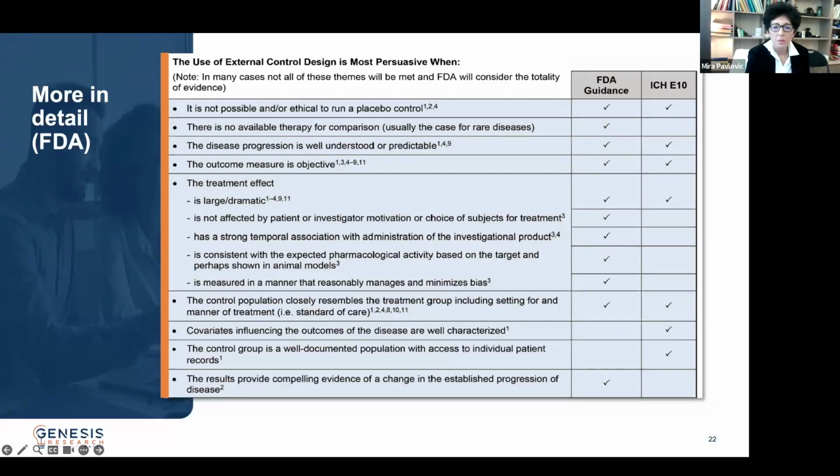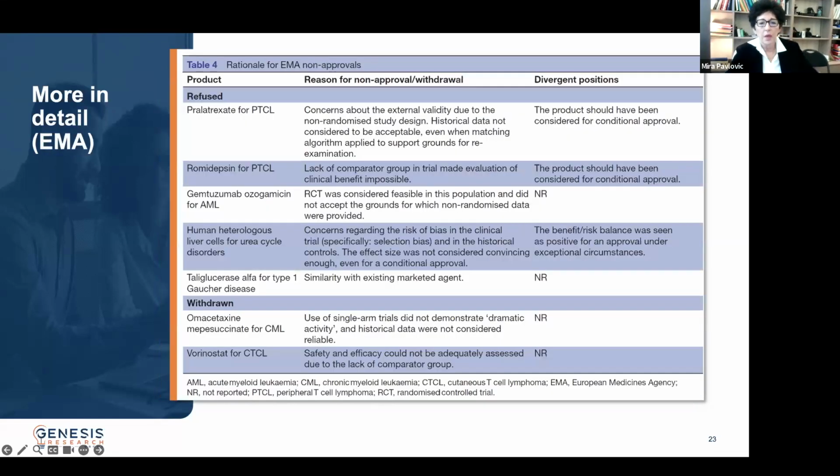So if you look at the refusals from the EMA, you will find the same reasoning. Randomized control trial was possible, so this is not acceptable. There is no comparator group, and a comparator does exist. Randomized control trial was considered feasible.